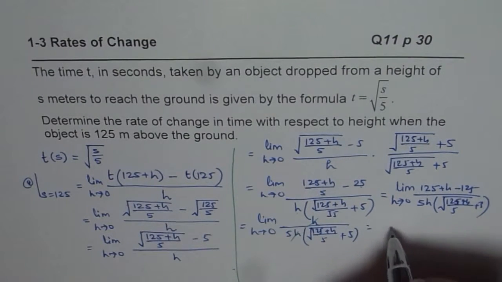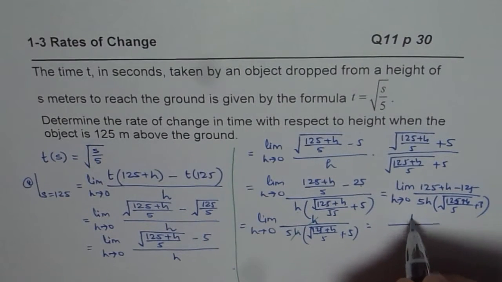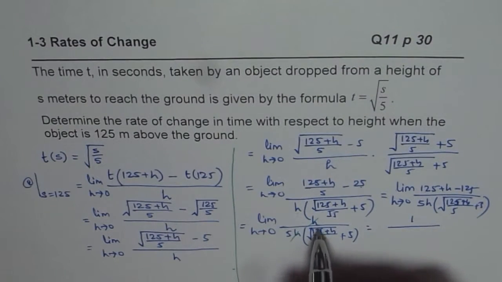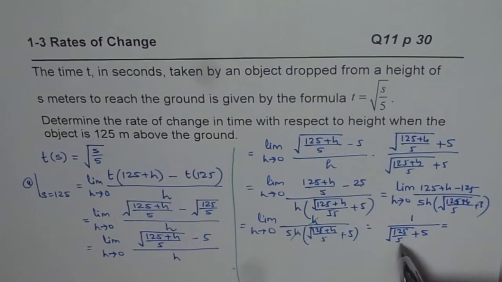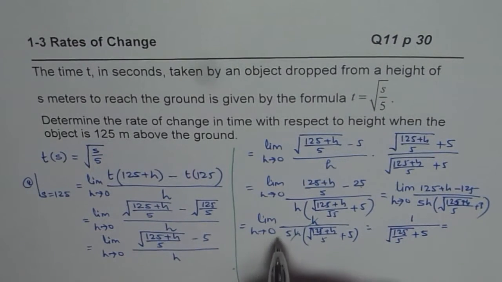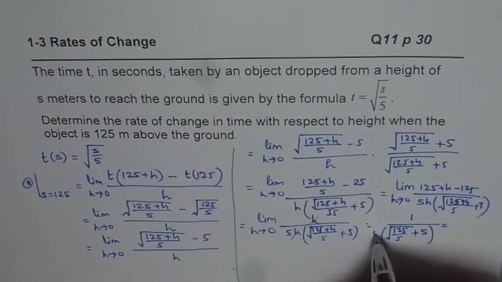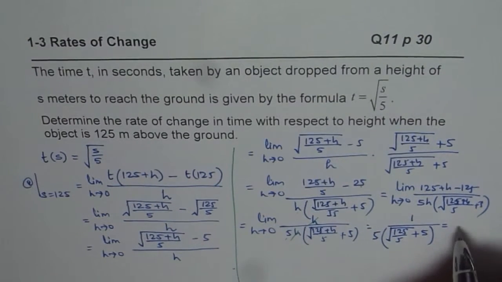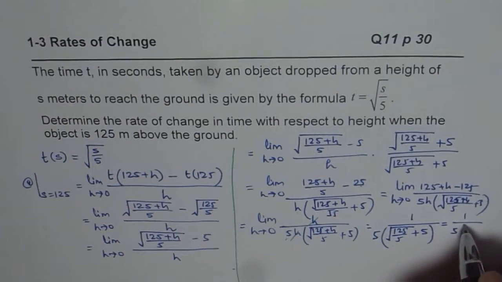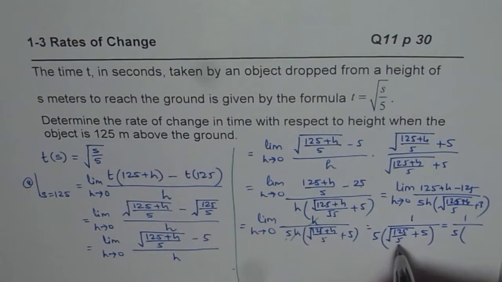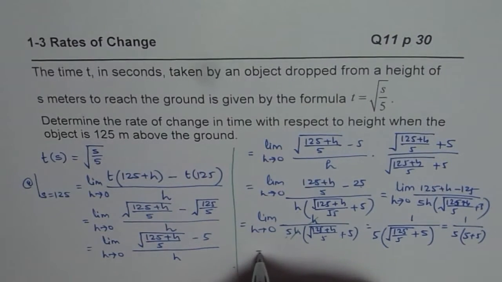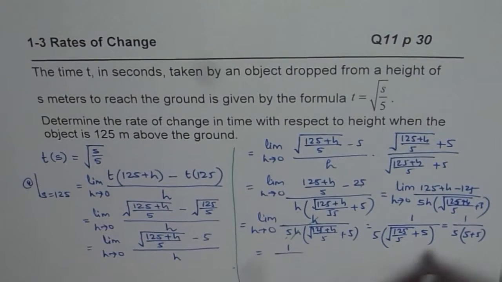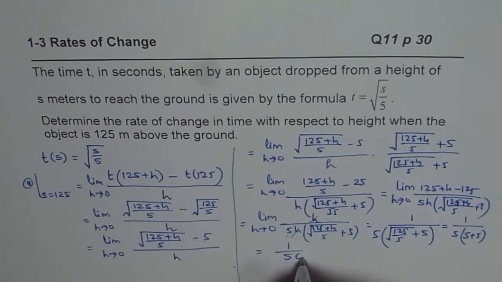So we get this as equal to 1 over 5 times (square root of 125 over 5, plus 5). I forgot the 5 outside, times this 5, right? So that is 1 over 5 times, square root of 25 is 5, so we get 5 plus 5, which is 10. So we get this as 1 over 5 times 10, which is 1 over 50.